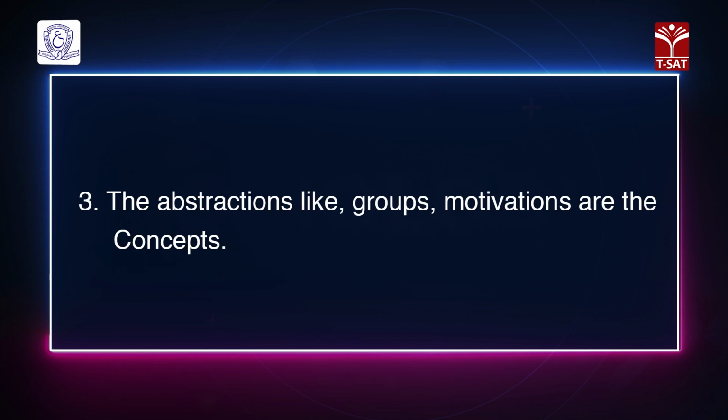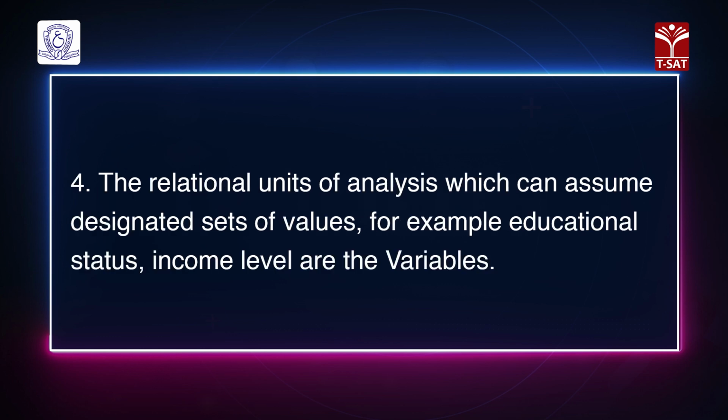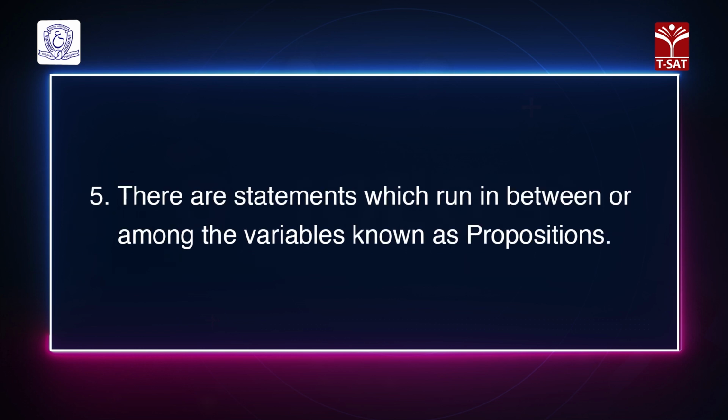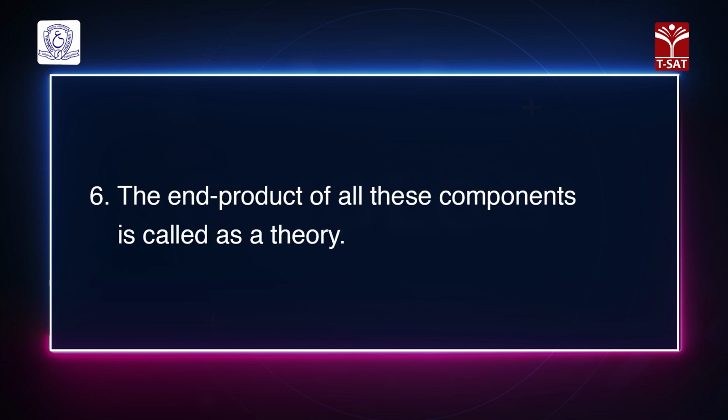3. The abstractions like groups, motivations are the concepts. 4. The relational units of analysis which can assume designated sets of values. For example, educational status, income level are the variables. 5. There are statements which run in between or among the variables known as propositions. 6. Finally, the end product of all these components is called a theory.